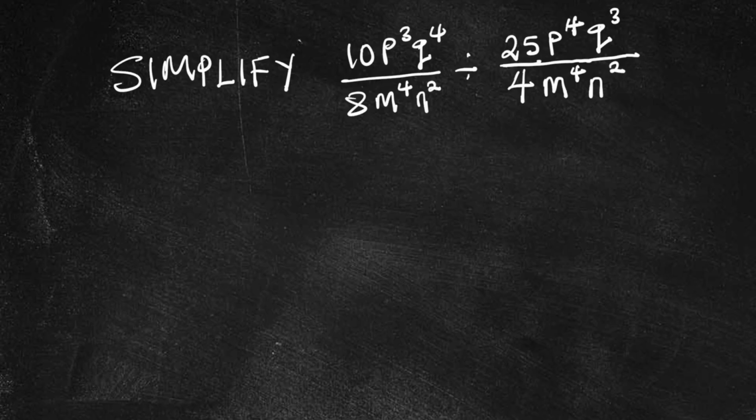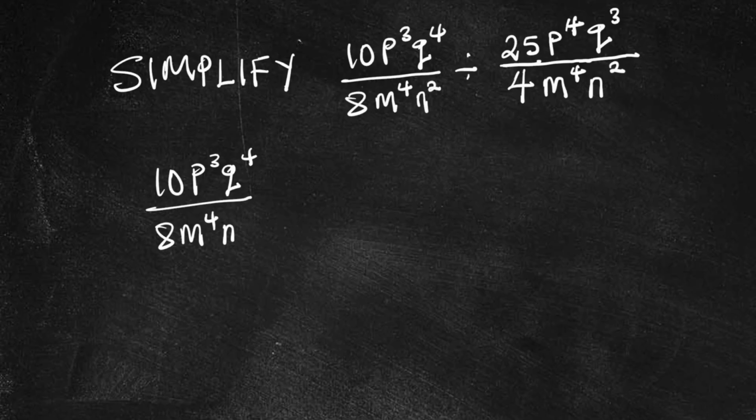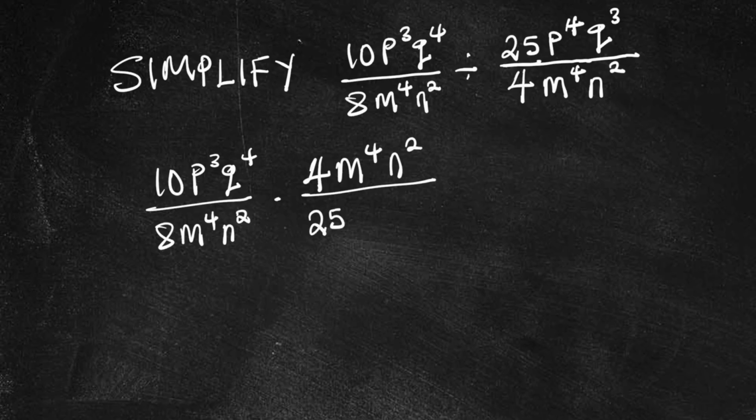Let us do this problem in the same way. I write 10 p to the power 3 q to the power 4 divided by 8 m to the power 4 n to the power 2. Then I multiply, so the reciprocal of the right hand side expression is m to the power 4 n squared, everything divided by 25. Then we have p to the power 4, then q to the power 3.